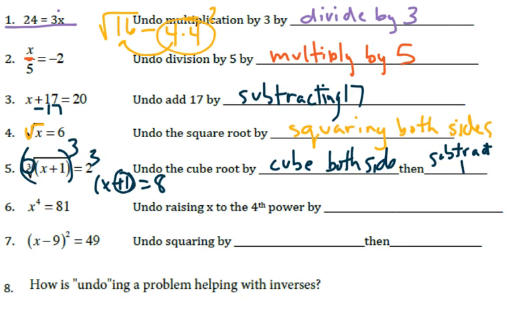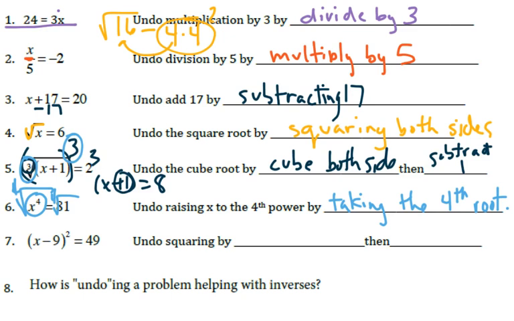Alright? Okay, 6, now we've got to the fourth power. Well, a power undoes a root, so a root is going to undo a power. So we undo raising x to the fourth power by taking the fourth root. Is how we would say that.